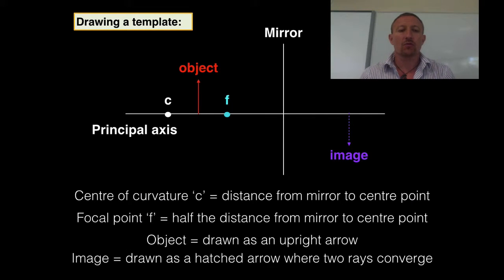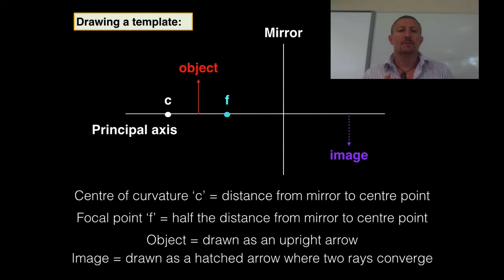Now, when I draw an image, I always draw it as a hatched arrow, okay, so I can deduce the difference between an object and my image, and the image is always formed where the two rays are going to cross, and we'll talk about that again when we run through our scenario. So that's the template, that's how I will set it up.